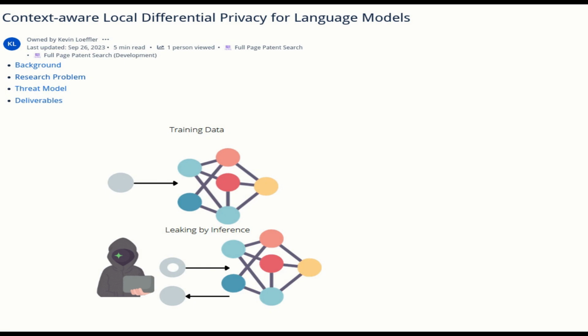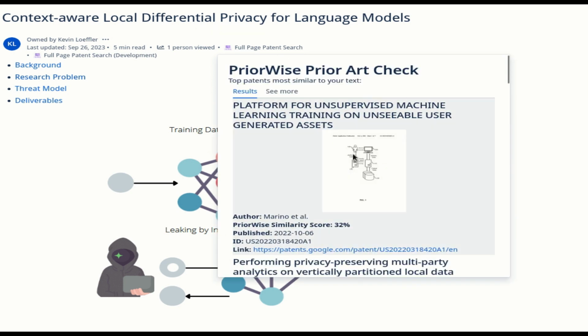Here's a demo page I've written about differential privacy for language models. Here I've got a content byline invocation link that I can use that'll search this entire page using PriorWise. It's currently taking the entire text, sanitizing it, and then I'm going to get back a list of patents that are similar to the idea I propose here, which is to apply local differential privacy to language models.